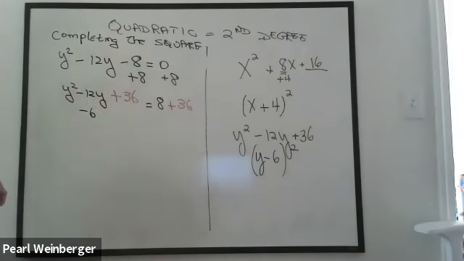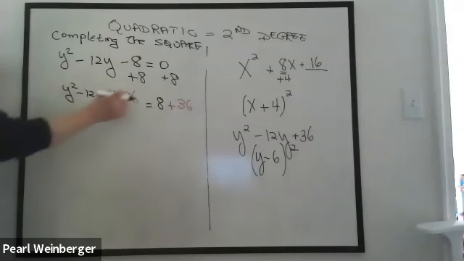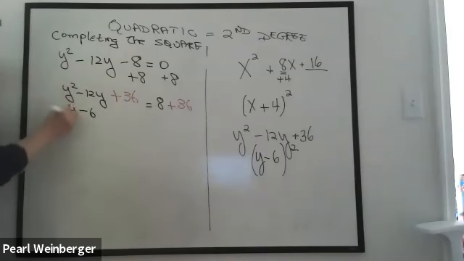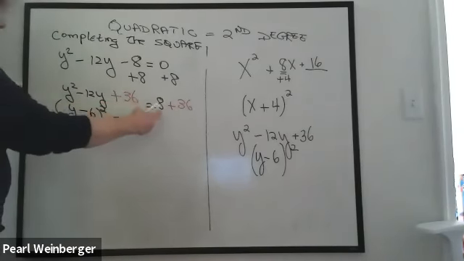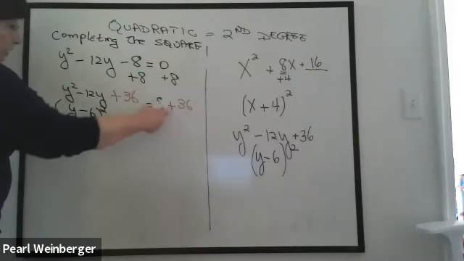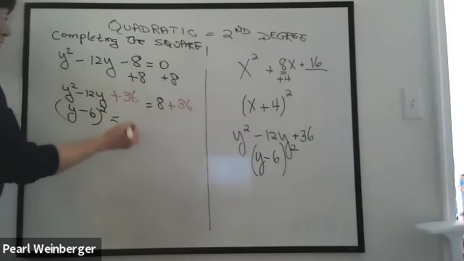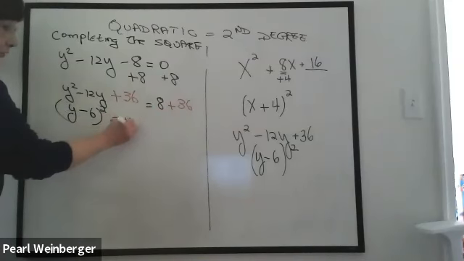Now let's see what we have here. Since this now is a perfect square, I can write it in its factor form. Remember, I already have the negative 6 here. I just put the y here, put the square on the outside, and I get y minus 6 squared on this side. And on this side, I just combine the like terms. They're both numbers. 8 plus 36 is 44.